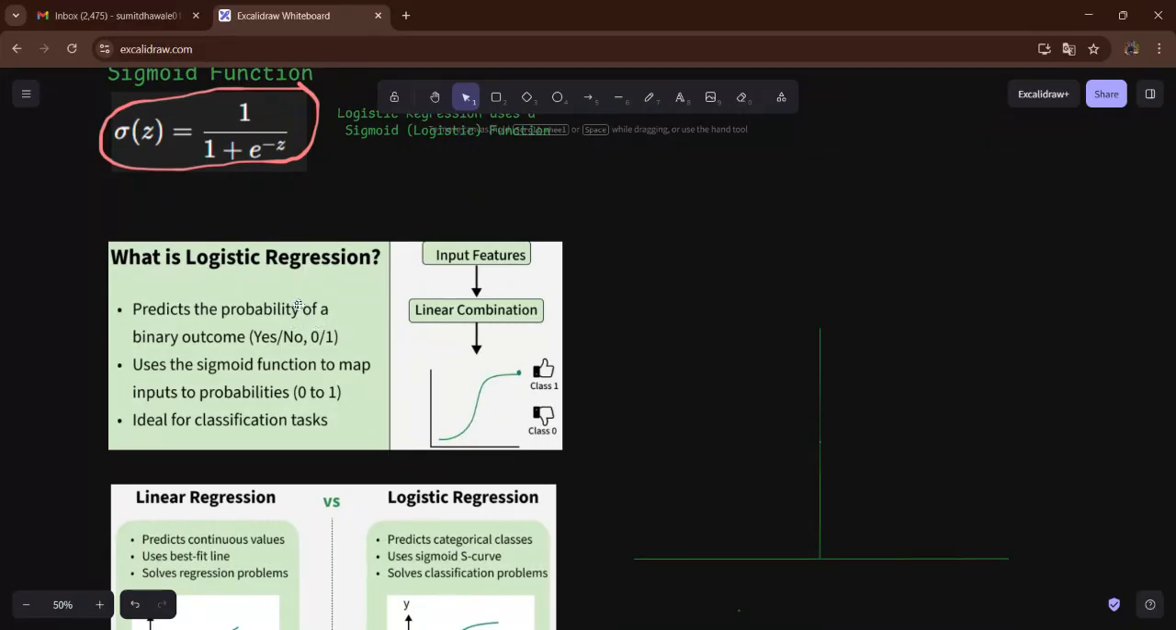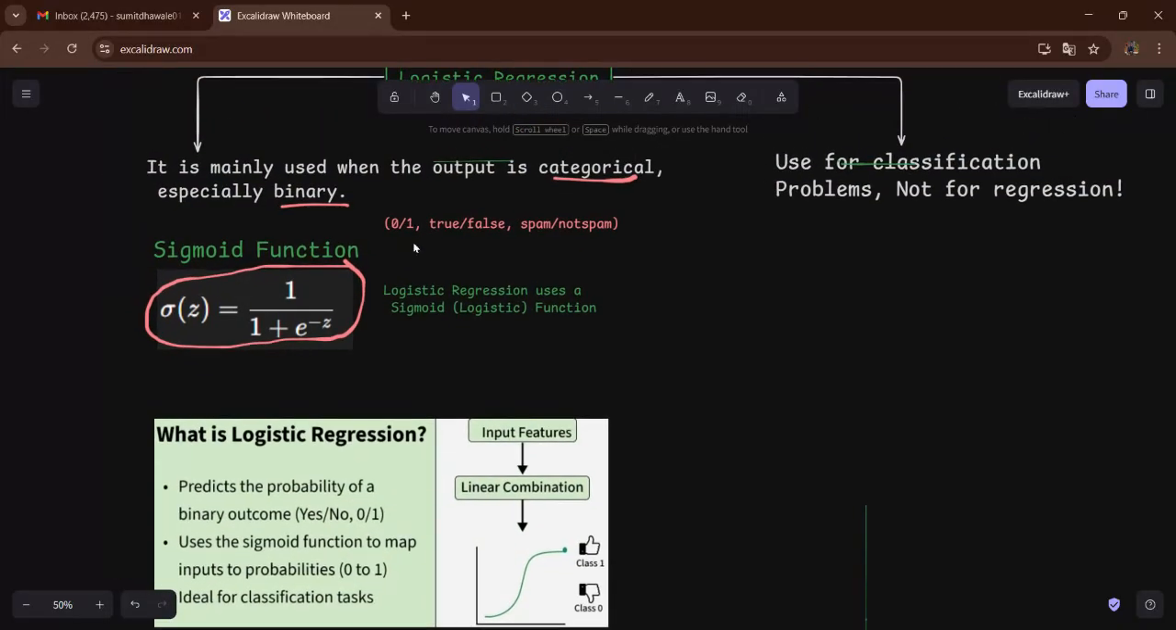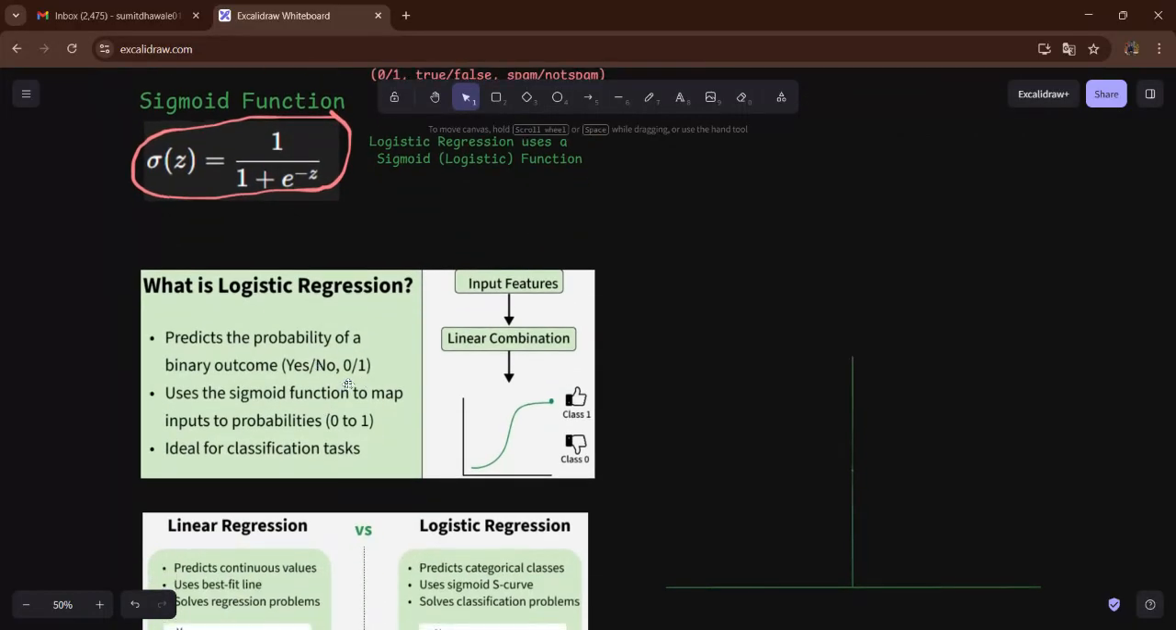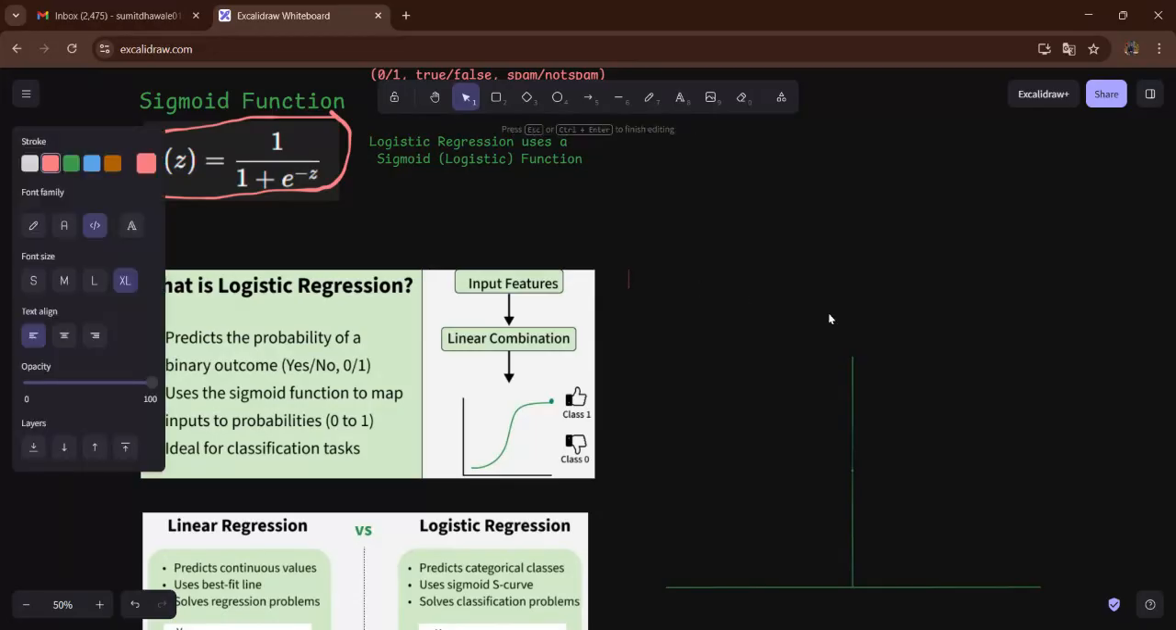So what is logistic regression? It predicts the probability of a binary outcome. We have seen here 1 0, true false, spam not spam. Here also they have given yes no, 0 1. So outputs are in the binary format, and then logistic regression is mainly used. It uses the sigmoid function to map input to a probability between 0 and 1. It has the range between 0 and 1.